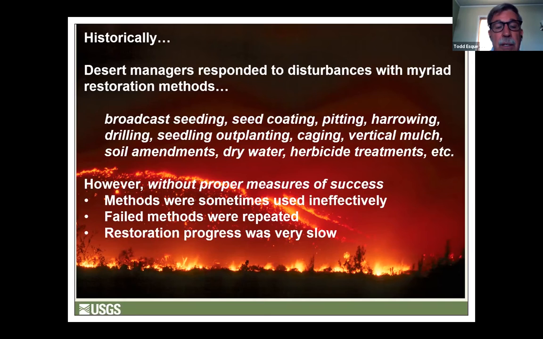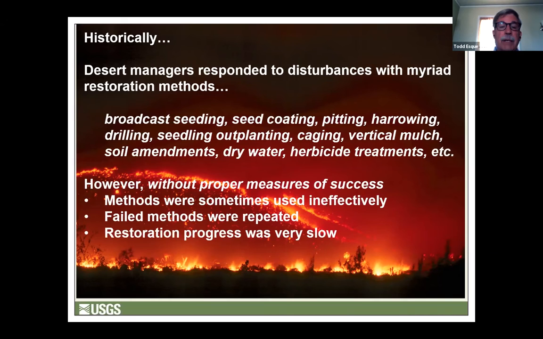Failed methods were repeated. For example, they're still using seed balls in some parts of the desert where it's just not adapted for that kind of work because we don't have the moisture to make the dynamics work with the seed balls. That's been going on since the 30s and 40s in the arid Southwest. And it was published in 1963 or '64 that they don't really work. So this is one example. Restoration progress has been very slow, but it is rapidly picking up now with the programs that we're going to talk about today.